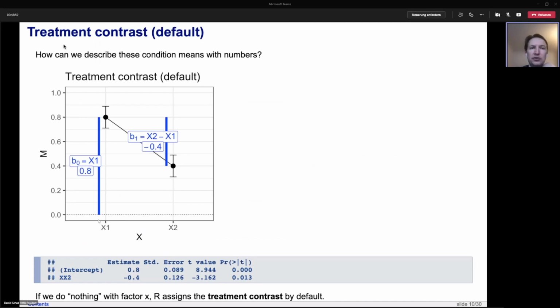So treatment contrast: we learned in the previous section that treatment contrasts are the default in R. So if you specify a factor and you don't care about the contrast, you get a treatment contrast.